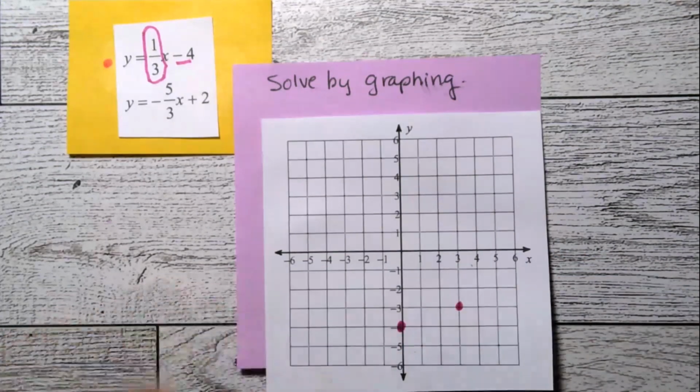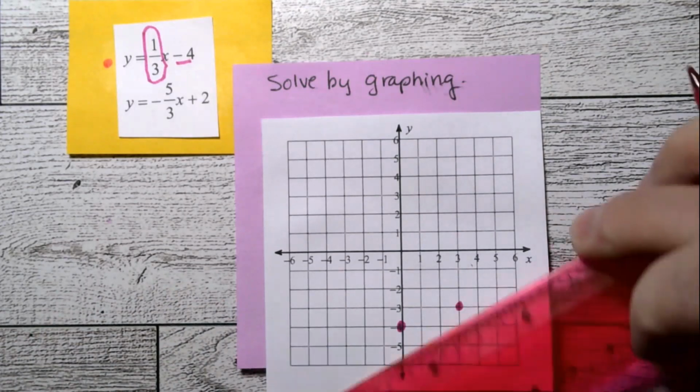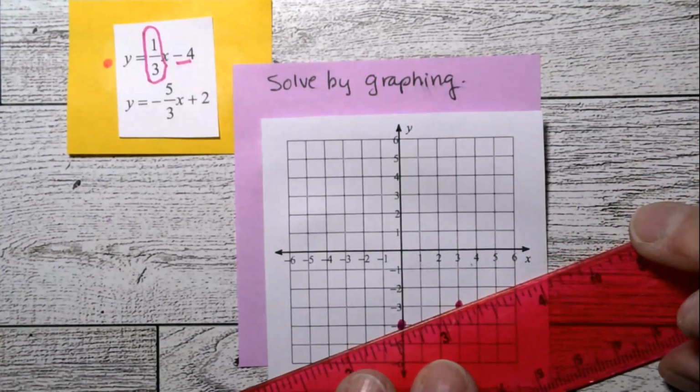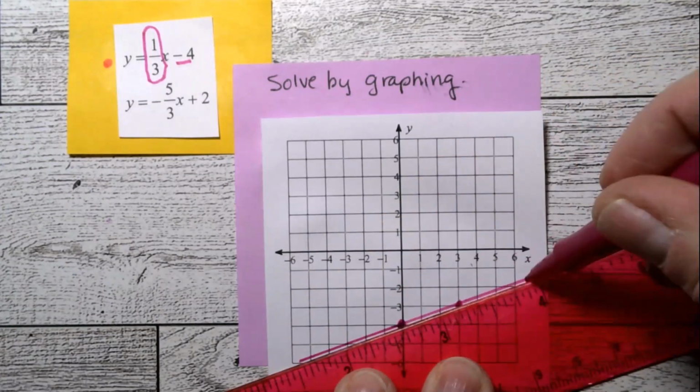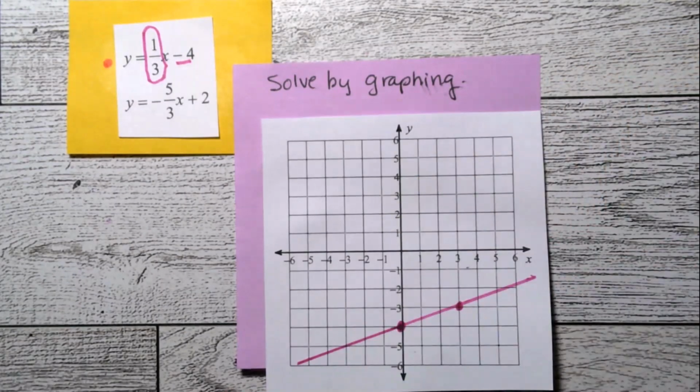Now from here you just connect the dots. So grab a straight edge and draw a straight line going through those 2 points. And that is the graph of the line y equals negative 1/3 x minus 4.